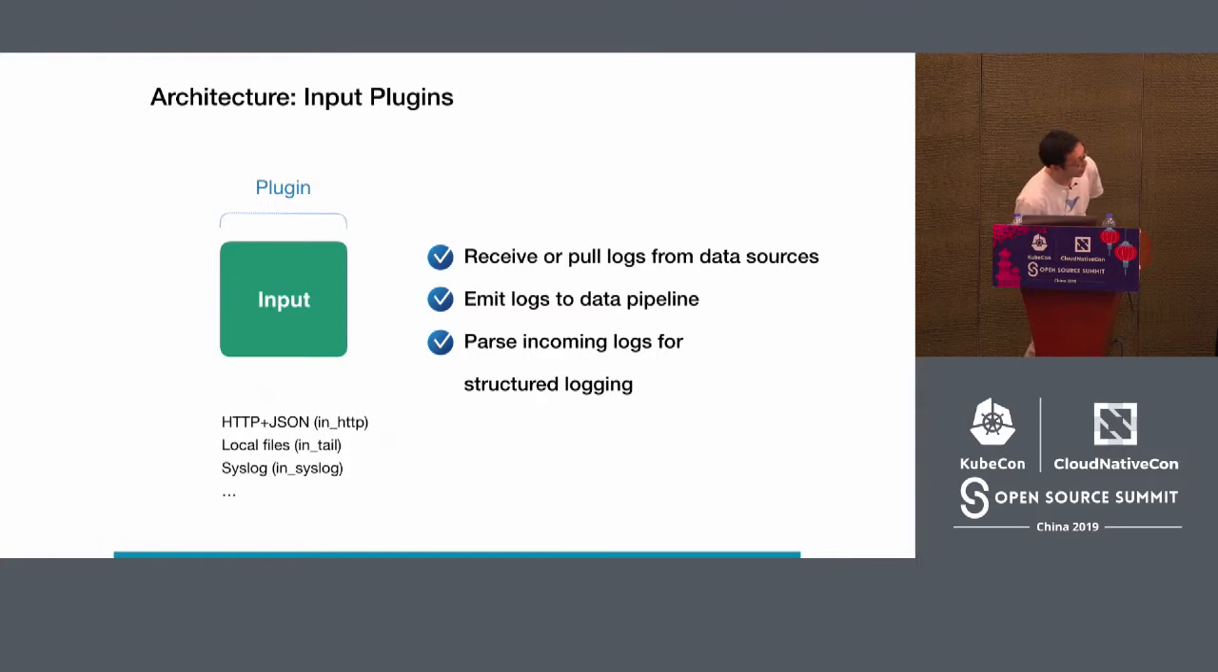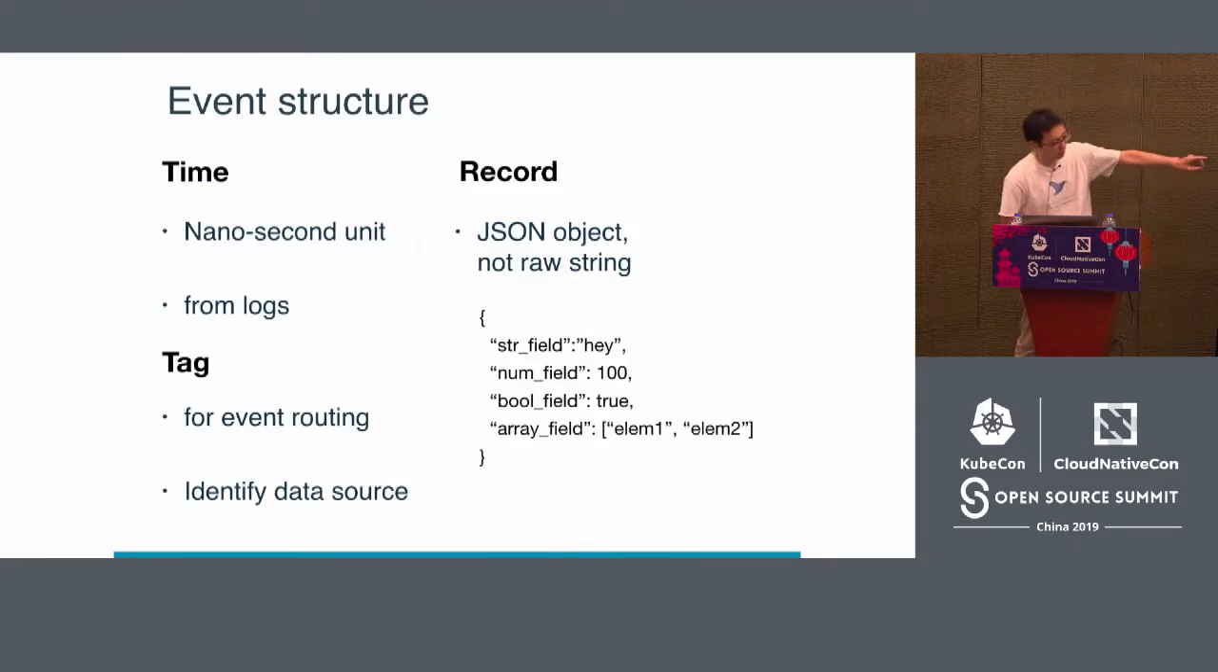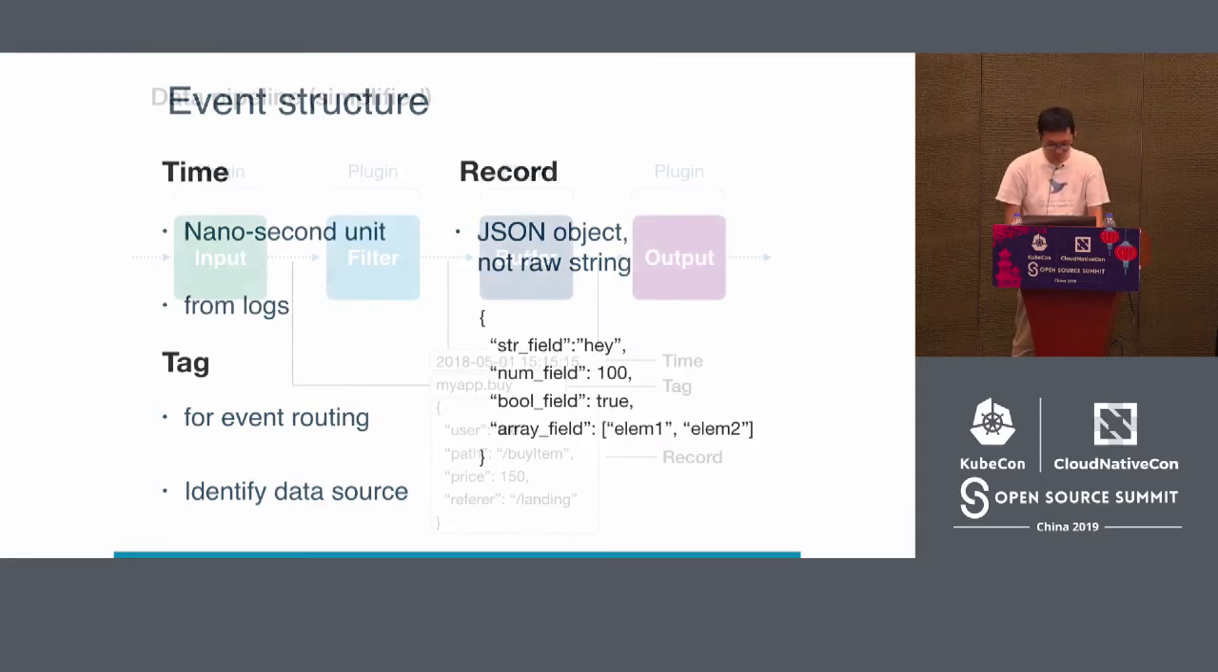The input plugin. This is the third point of the Fluentd data pipeline. The input plugin receives the data from HTTP or reads data from local files, and emits the data to this pipeline. The important point is that the HTTP plugin passes the data for structured logging. So I said that this event. The input plugin converts the raw string or binary data to this format.